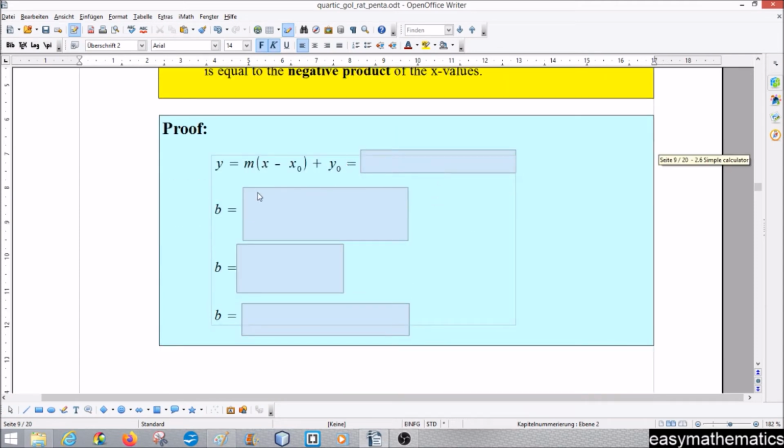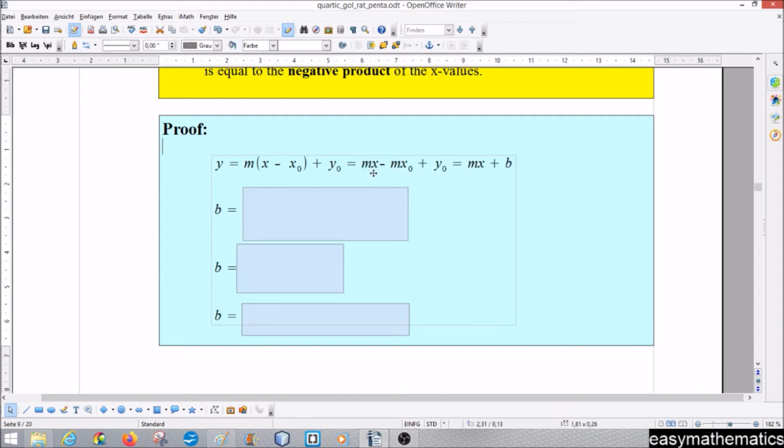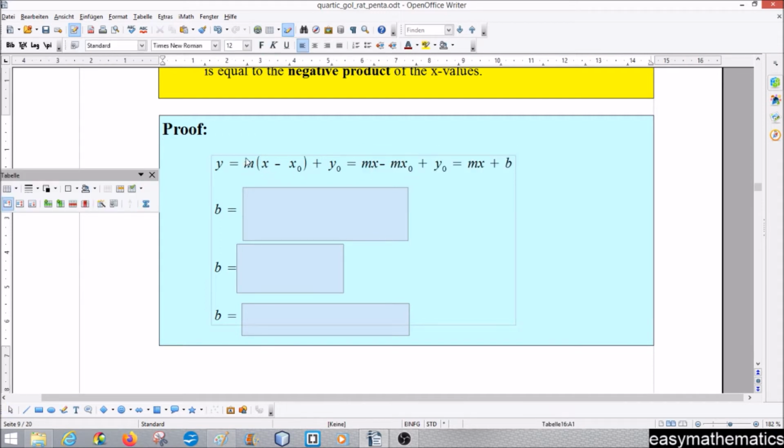This is quite easy. What do we do first? We multiply out mx minus mx0 plus y0, and this is of the form mx plus b, and we want to find b. So we move things around in this equation. We find b is y minus mx. Then we take, for example, p1, so y1 minus m times x1, and m is from the second line, y1 minus y0 over x1 minus x0.